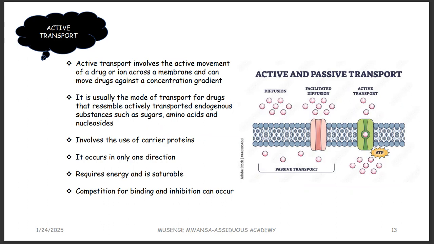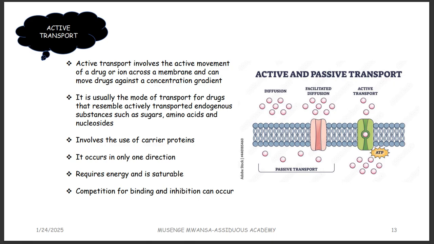Okay. Active transport, on the other hand, involves the active movement of a drug or ion across a membrane and can move against a concentration gradient. It is a mode of transport for drugs that resemble actively transported endogenous substances, for example, sugars, amino acids, and nucleosides. So, in active transport, there is a carrier protein, and a drug can only be carried in one direction, and it requires energy. That's the difference with facilitated diffusion. Facilitated diffusion didn't require any energy, but active transport, though it has got a carrier also, requires energy.